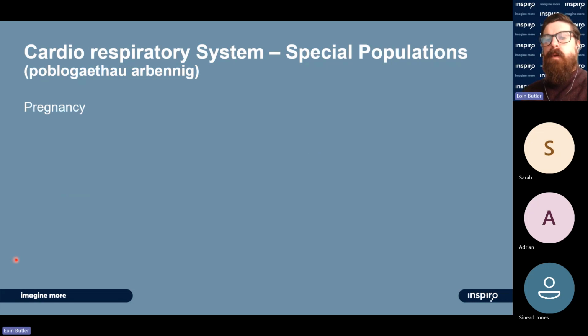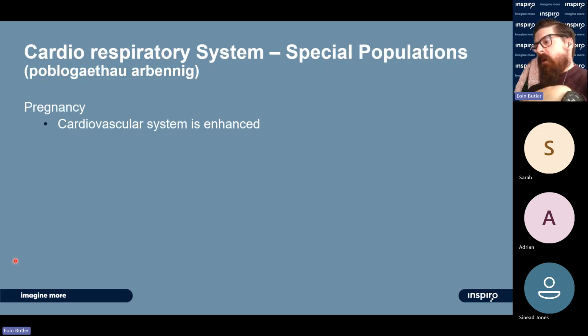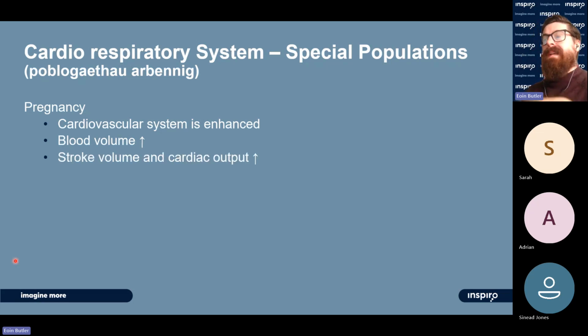Our next group is pregnancy. The cardiovascular system is enhanced simply because it's now working for two. Blood volume increases because it has to work for two individuals. Stroke volume and cardiac output both increase. Stroke volume, the amount of blood pumped per beat. Cardiac output, the amount of blood pumped per minute. So the amount of blood that is pumped around the body goes up, again because it needs to work for two. Resting heart rate will increase. So beats per minute will go up, again because it's got to work for two.